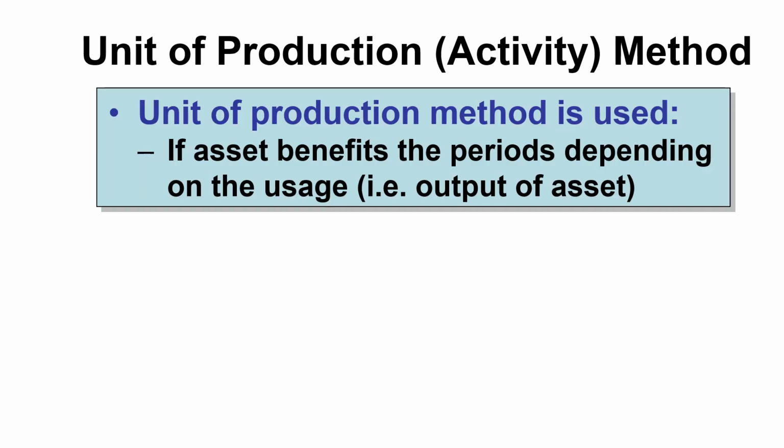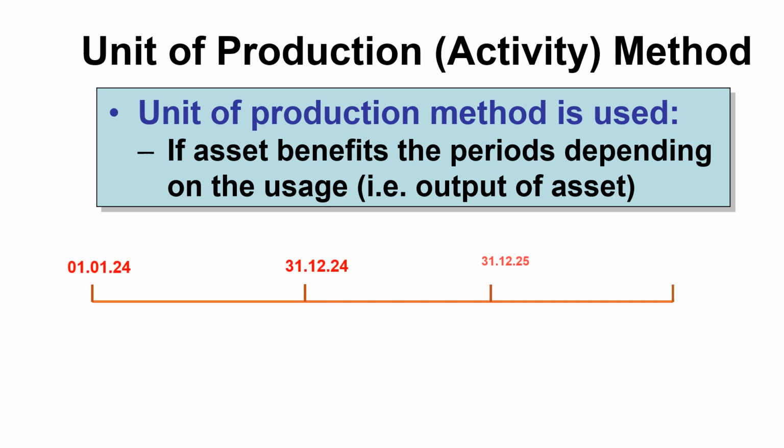Let's look at the unit of production method. So when do we need this method? Unit of production method is used if the asset benefits the period depending on the usage, that is the output of the asset. Remember, if the benefits from the asset are equal in each period, we use the straight line method. However, if the benefits depend on how it is used, then we need to use the unit of production method.